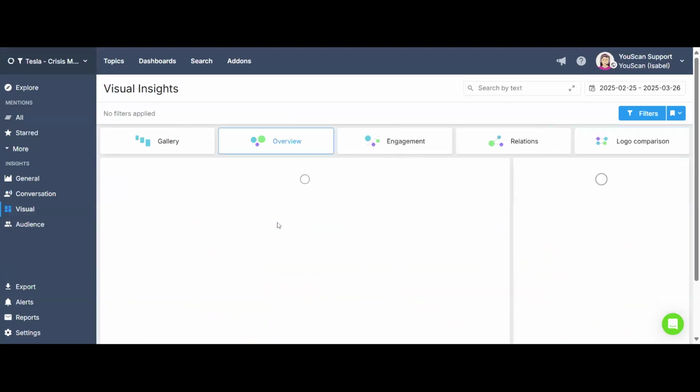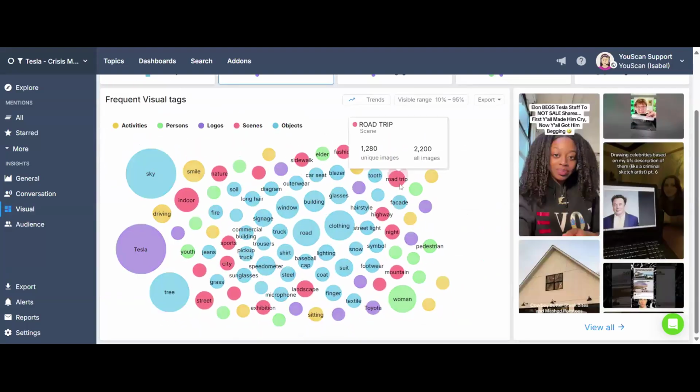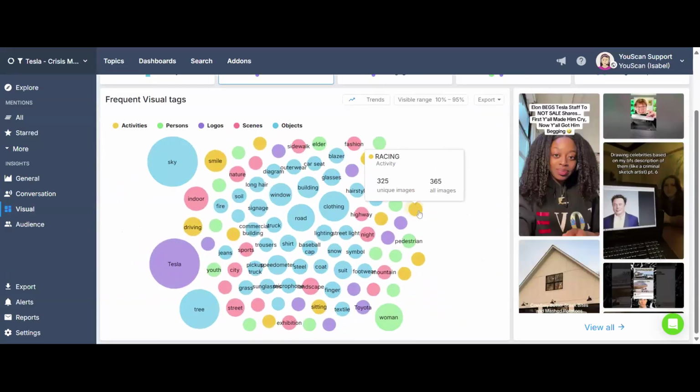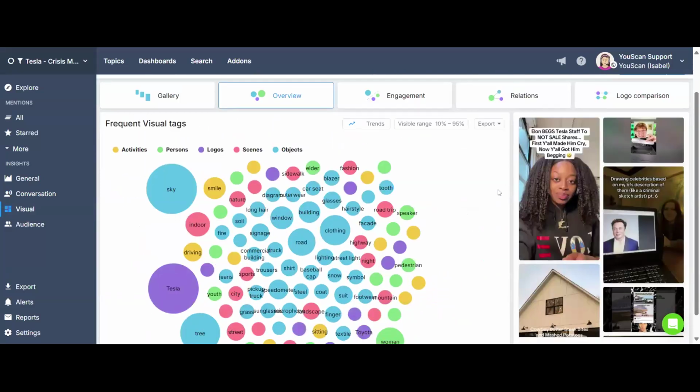Here we also have the visual insights, which is very interesting too. And now I can say that's my number one in the YouScan platform. Because as you may know, YouScan not only detects logos and text on images, but we are also able to understand in which visual contexts your brand is being most mentioned.